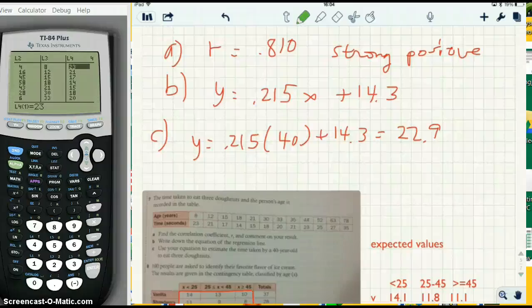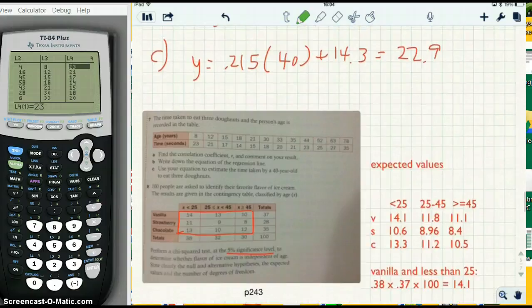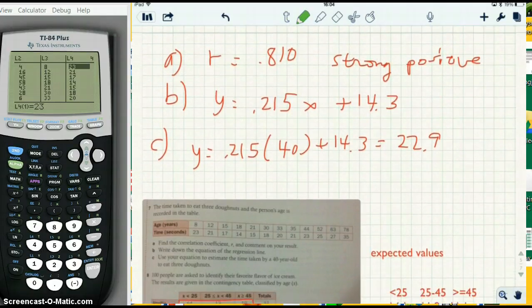Okay, now we're going to start on the solution for the problem on page 243. Actually, there's two problems. We're doing problem 7 first. The time taken to eat 3 donuts and the person's age is recorded on the table below. They're trying to see if there's a relationship between how fast you can eat 3 donuts and how old you are. So they put the ages of the people on the top row. They put the time that it takes to eat the 3 donuts in the bottom row in seconds.